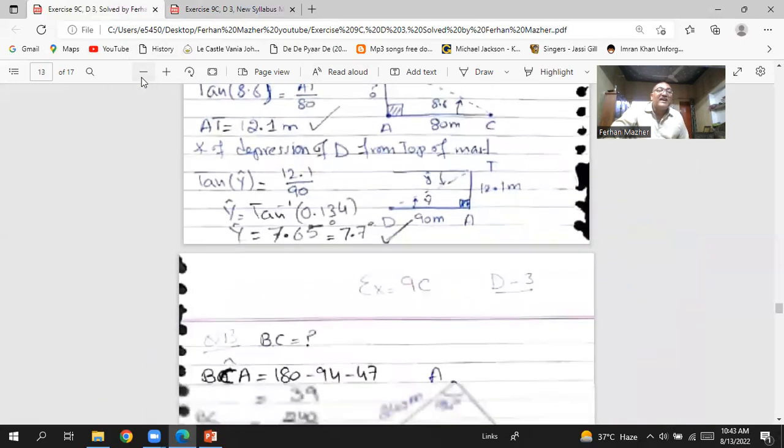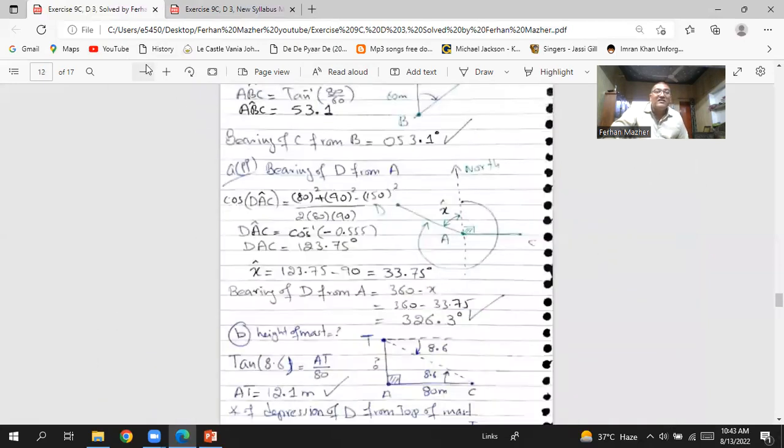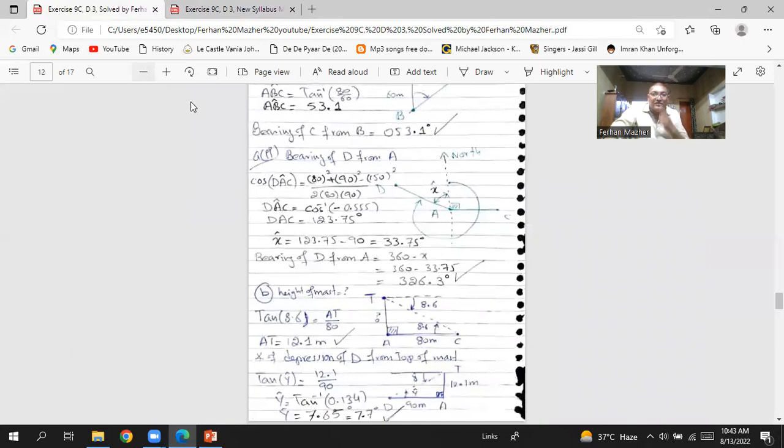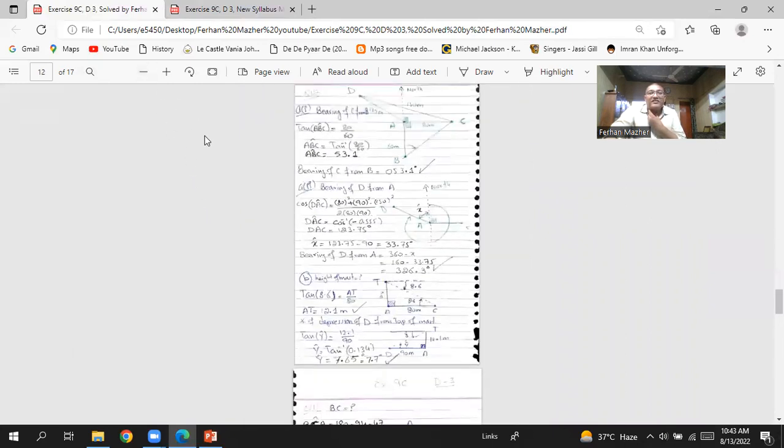So let me reduce the size. My dear students, the size of these pictures are such. So the whole question is showing up on your screen. You can pause the video and zoom in, and I hope you understand. This is how you do question number 12.